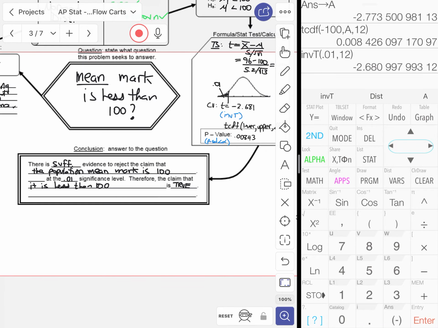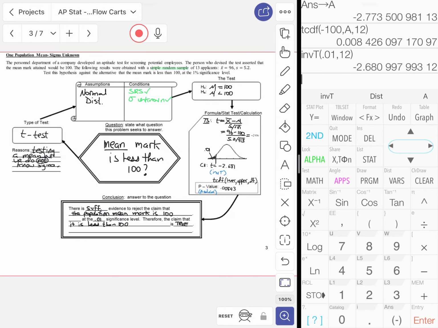All right. That extra line is irrelevant in this case because my templated conclusion actually answers the question. Test the hypothesis against the alternative that the mean mark is less than 100. So mission accomplished. So we got it done. All right. And there it is.